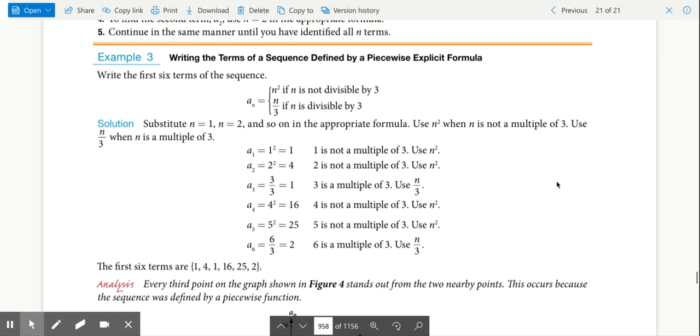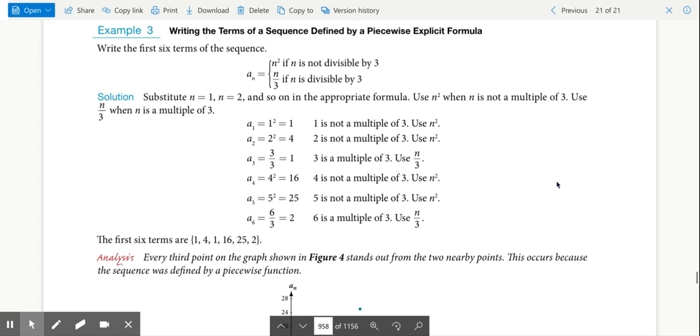We can have piecewise defined explicit formulas. So you can have a situation where you're saying, okay, under this circumstance, in this case, n not being divisible by 3, you're going to use this formula, and then if n is divisible by 3, you're going to use this formula. So if you wanted to find the first term, you would use this formula because 1 is not divisible by 3. For the second term, you use this formula because 2 is not divisible by 3. For the third term, you're going to use this formula because 3 is divisible by 3. And then you go back to this formula for 4 and 5, and then this formula again for 6 because 6 is divisible by 3. So you can have a piecewise defined function where you have different criteria. So you're going to use different formulas depending on certain criteria.